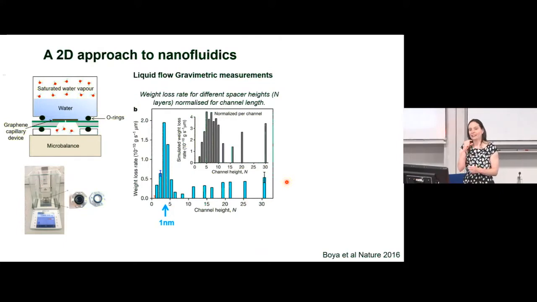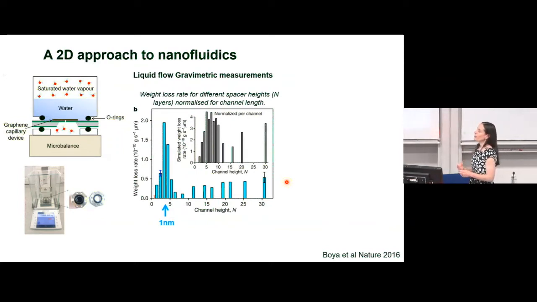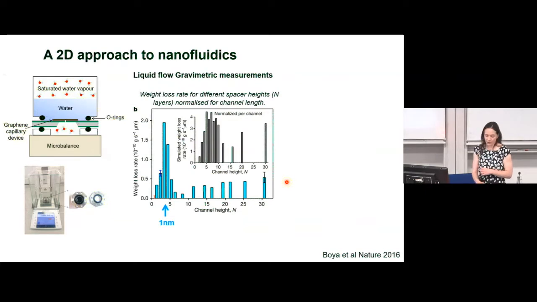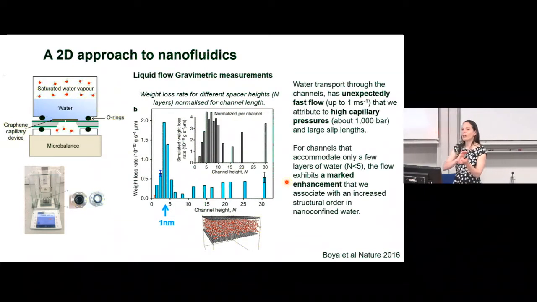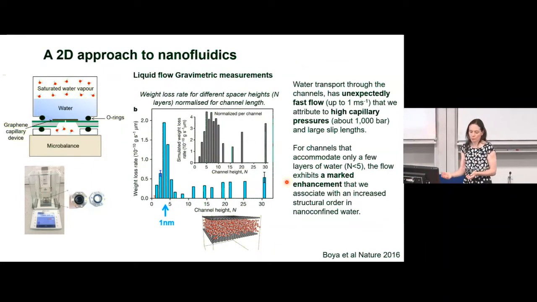So that's 3 missing layers of graphene. So 3 layers is about 1 nanometer thick. And you can see that the flow through that 1 nanometer thick channel is a factor of 5 greater than when you have a channel that is 10 nanometers thick. So this unexpectedly fast flow through nanometer sized channels is due to the fact that the water takes up a different configuration when it is in a nanometer sized pore, and that means that you get this structural order which causes an enhancement of the flow behavior.